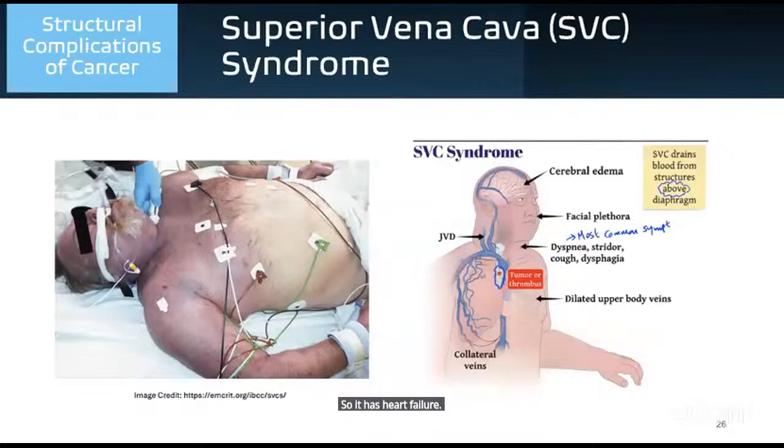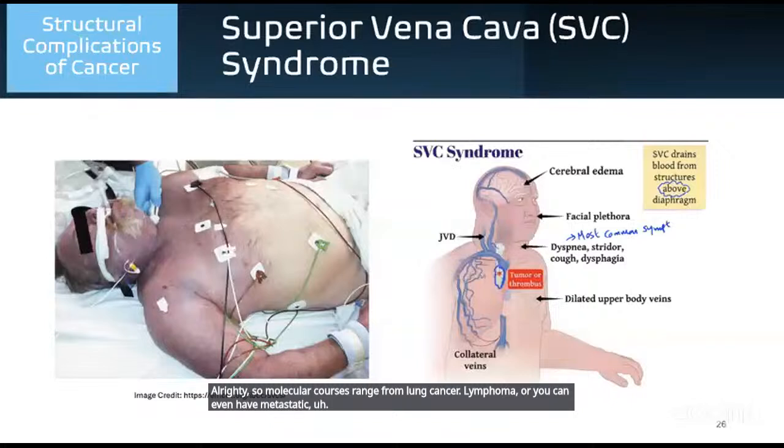It's important for us to talk about the different etiologies because management will also have to do with taking care of the primary cause. Malignant causes account for more than 85% of cases of superior vena cava syndrome. These malignant causes range from lung cancer and lymphoma to metastatic mediastinal tumors.